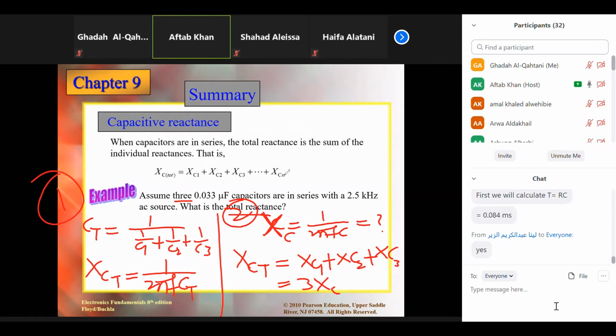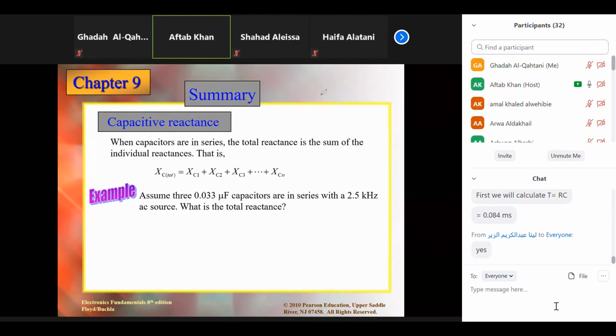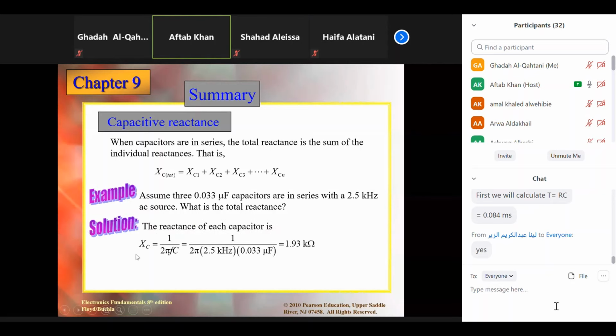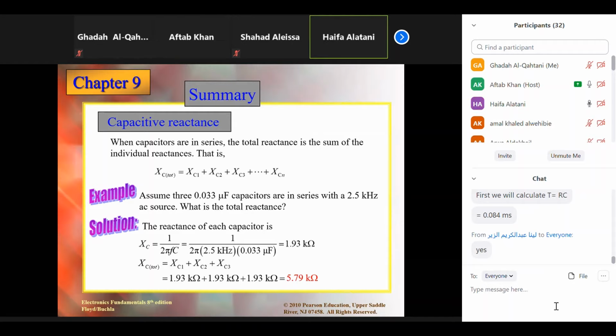So you can calculate it. See the solution now, how they calculate. I believe they calculate first the XC simple, which is 1.93 kilo ohm. Now they are connected in series, so total reactance is just the sum, or multiply by 3, 1.93. The answer is 5.79 kilo ohm. Clear? This is capacitive reactance. All right. Any doubt? Any question here? No, it's clear. Okay. So capacitive reactance is going to be treated as resistance.